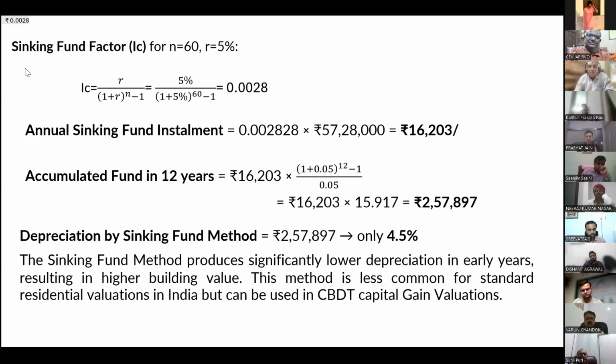We have to judiciously use depending upon the structure or the asset over which we are applying depreciation. Thank you, sir. Yes, thank you. Thank you very much, sir, for this detailed explanation.